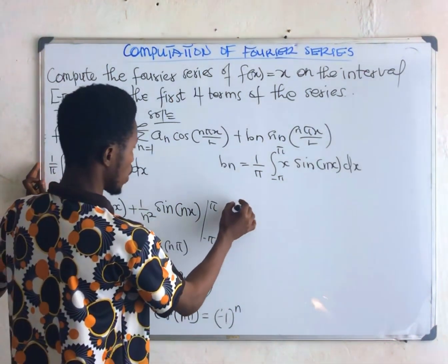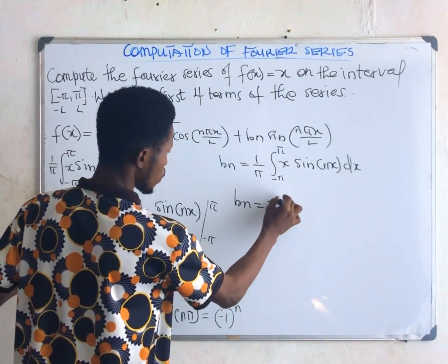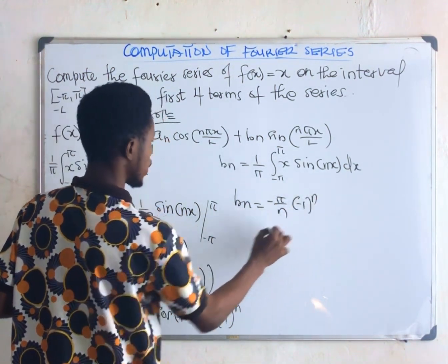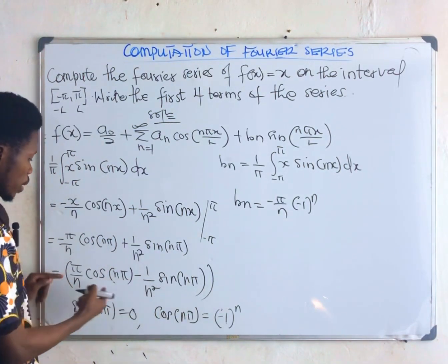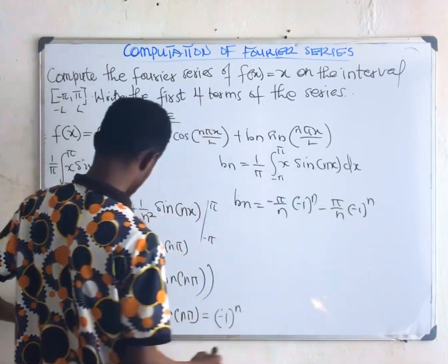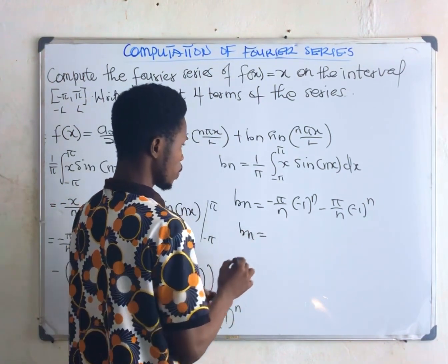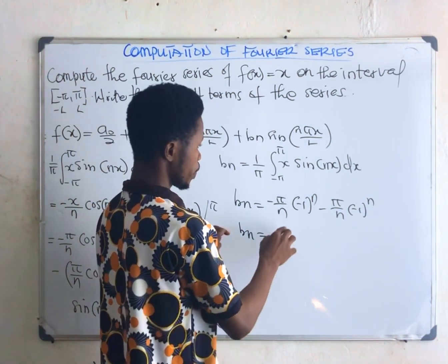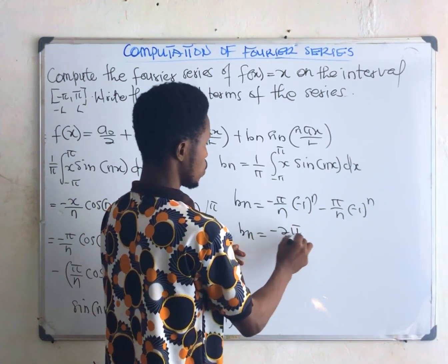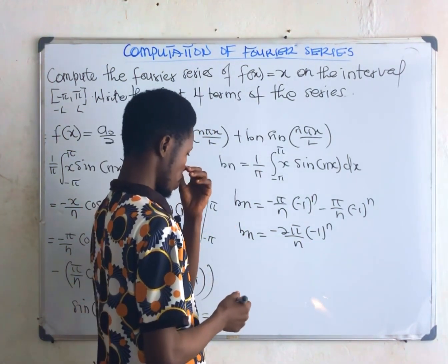So here you are going to have our bn equals -pi/n, bracket of (-1)^n, because cos n pi is (-1)^n, minus -pi/n times 1^n, minus this. Is that okay? Good. If you look at this one, this and this are the same, so I can write it as -2 pi over n, (-1)^n, right? Now look what is happening here.